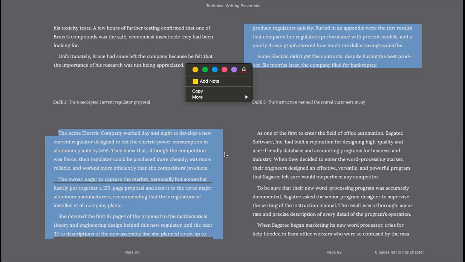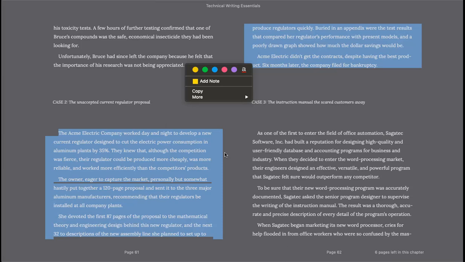So the question is, Acme Electric Company worked day and night to develop a new current regulator designed to cut the electric power consumption in aluminum plants by 35%. They knew that although the competition was fierce, the regulator could be produced more cheaply, was more reliable, and worked more efficiently than the competitor's product.